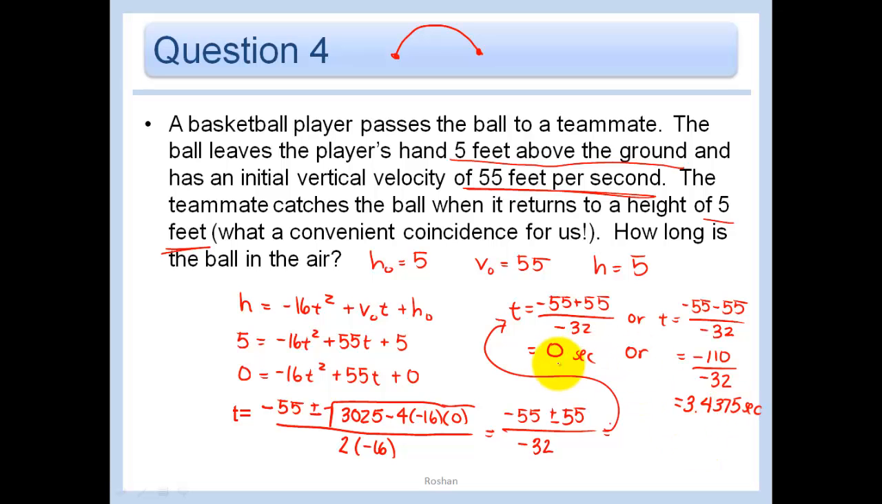So why do I have two answers? Well, at 0 seconds, the height is at 5 feet because that's where it started and it returned to the same place. And after 3.4375 seconds, it's also back at 5 feet. So when they ask me how long is the ball in the air, obviously this is just my initial. So my answer is just after about 3.4 seconds.